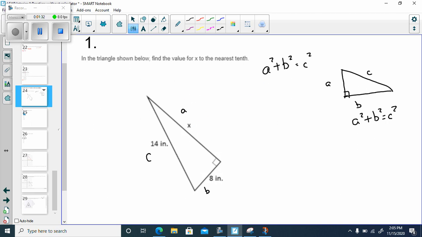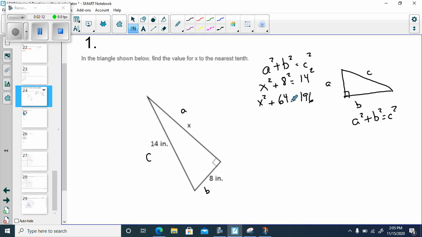In this case, we're going to substitute x in place of A. We're going to substitute 8 in place of B. And we're going to substitute 14 in place of C. Okay, we bring down our x squared. 8 squared, if you put that in your calculator, that's 8 times 8, that's 64. 14 squared, if you put that in your calculator, that's 14 times 14, or you can say 14 squared, either way works. And you get 196.